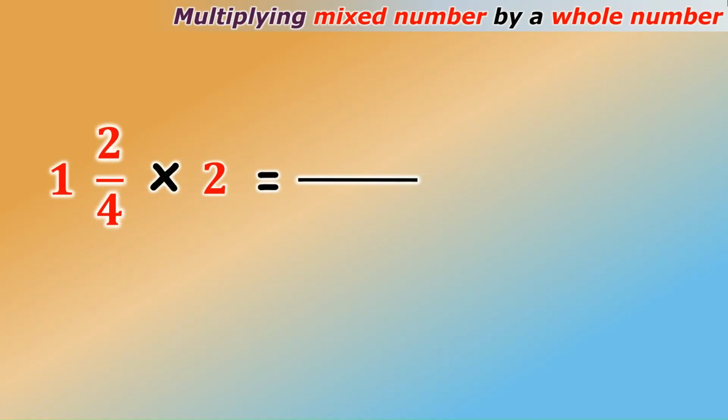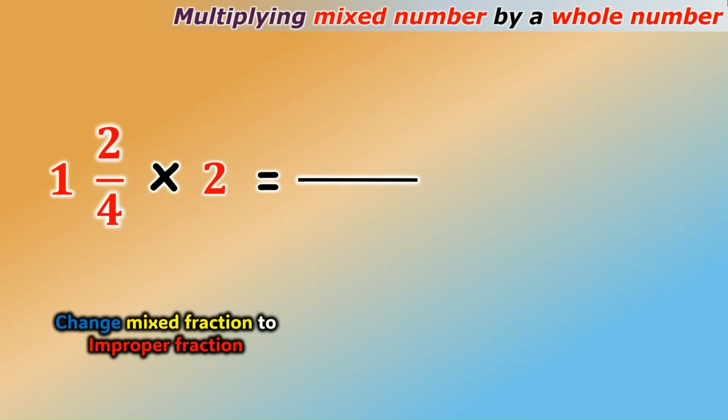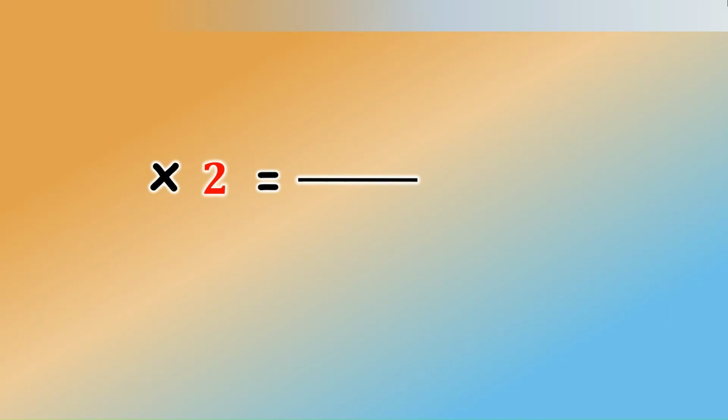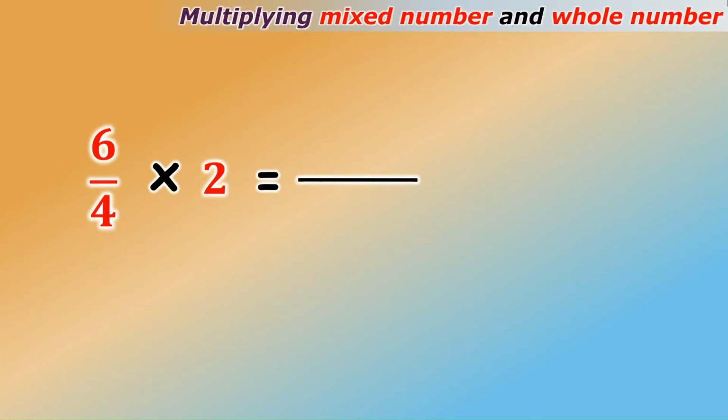This time we will multiply a mixed number by a whole number. Example. 1 2/4 times 2. First things first, convert the mixed fraction to an improper fraction. 4 times 1 equals 4. 4 plus 2 equals 6. So, we have 6/4. In multiplying fractions by a whole number, always remember that whenever there is a whole number, in converting it to a fraction, it is always represented by a denominator of 1. Then, we may proceed to the basic steps in multiplying fractions.